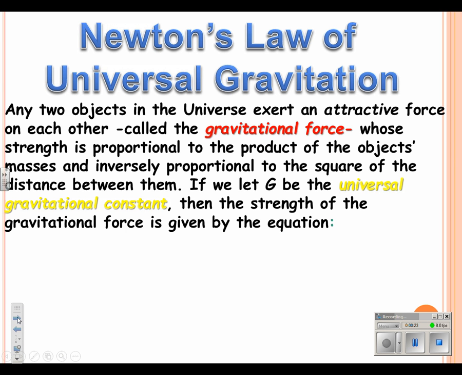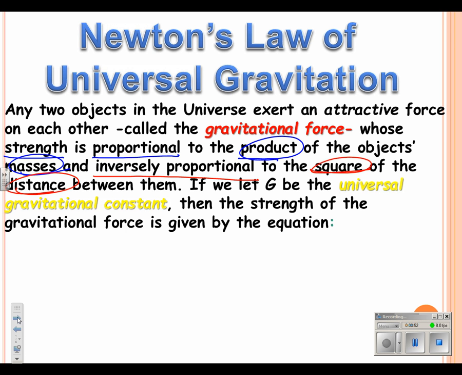That force is called a gravitational force. The strength of that gravitational force is proportional to the product of the masses. So that means if the masses go up, then the strength also goes up, and that is a multiplication issue. It is inversely proportional to the square of the distance between the two.